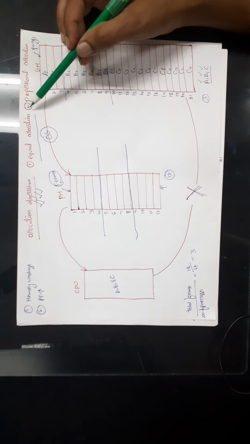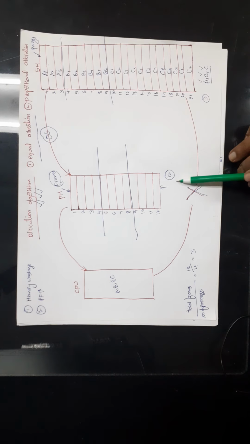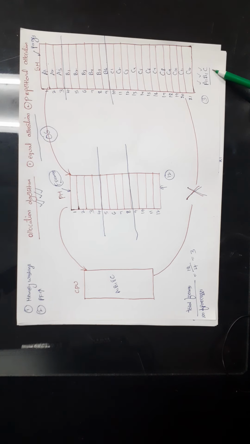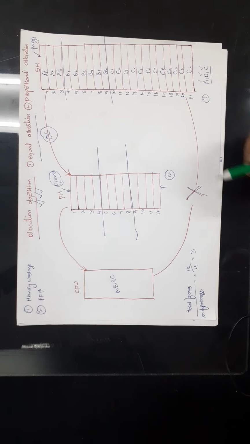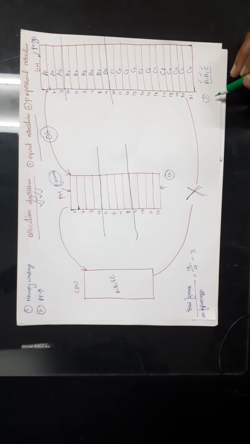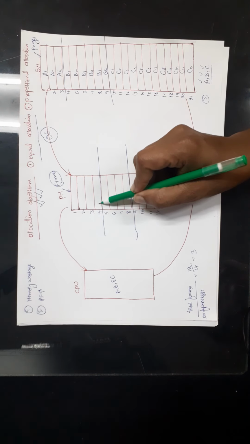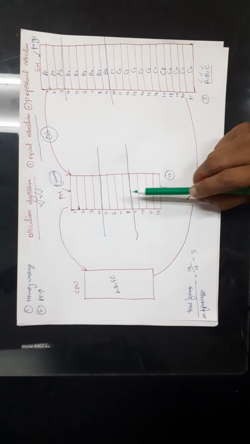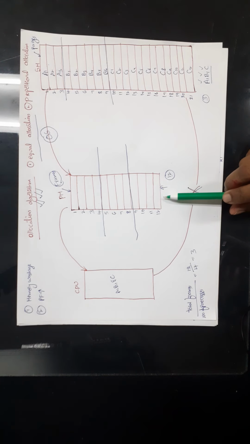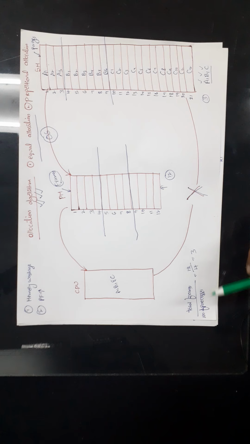So in equal allocation, while allocating the frames for the processes, we should allocate an equal number of frames for the processes. That means we should allocate 4 frames for process A, 4 frames for process B and 4 frames for process C. So what is the formula?